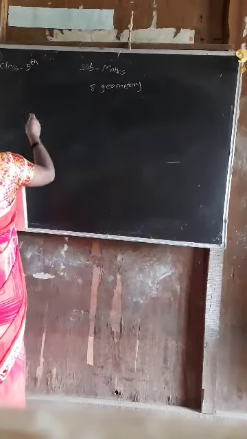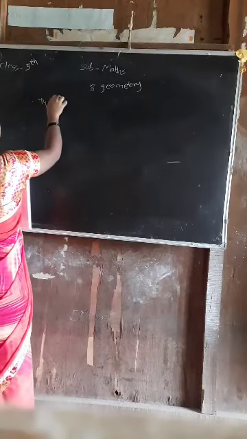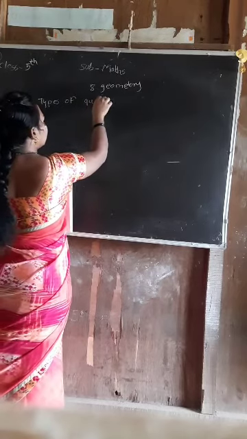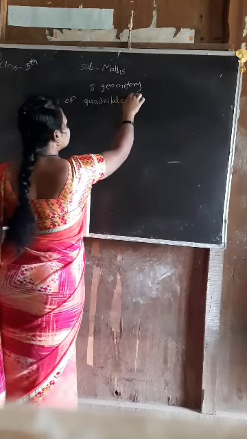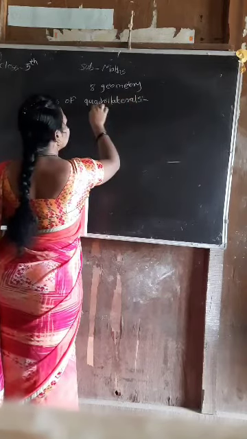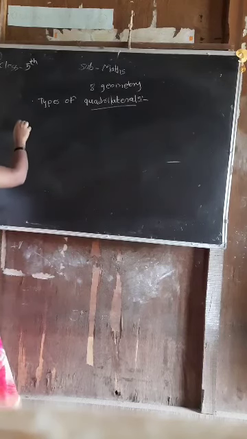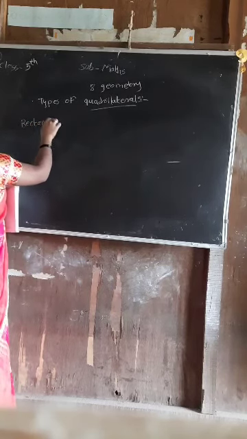Types of quadrilateral. First type is rectangle.